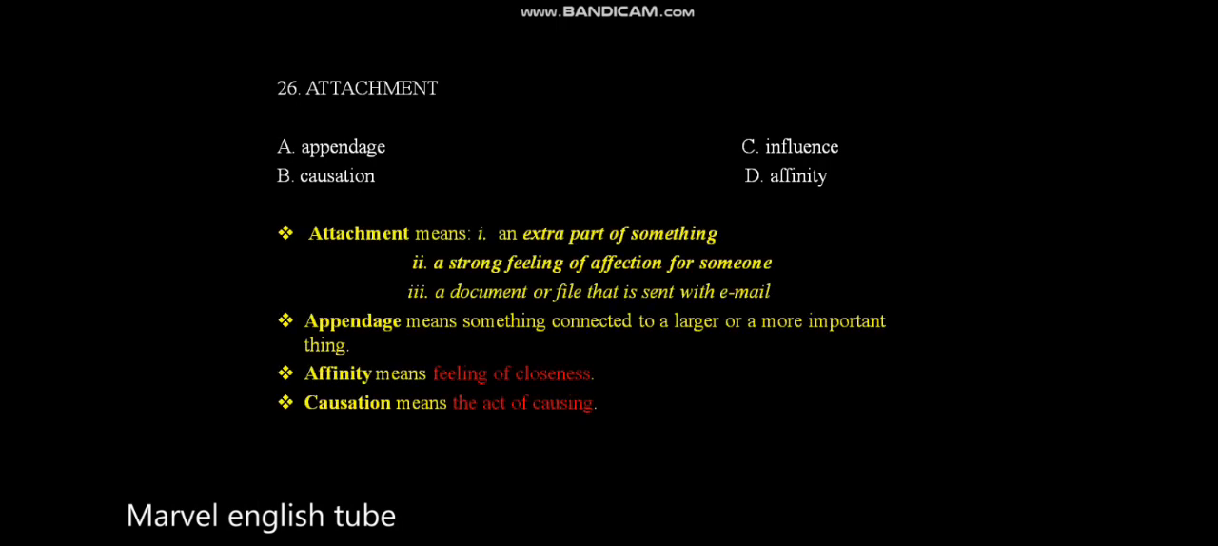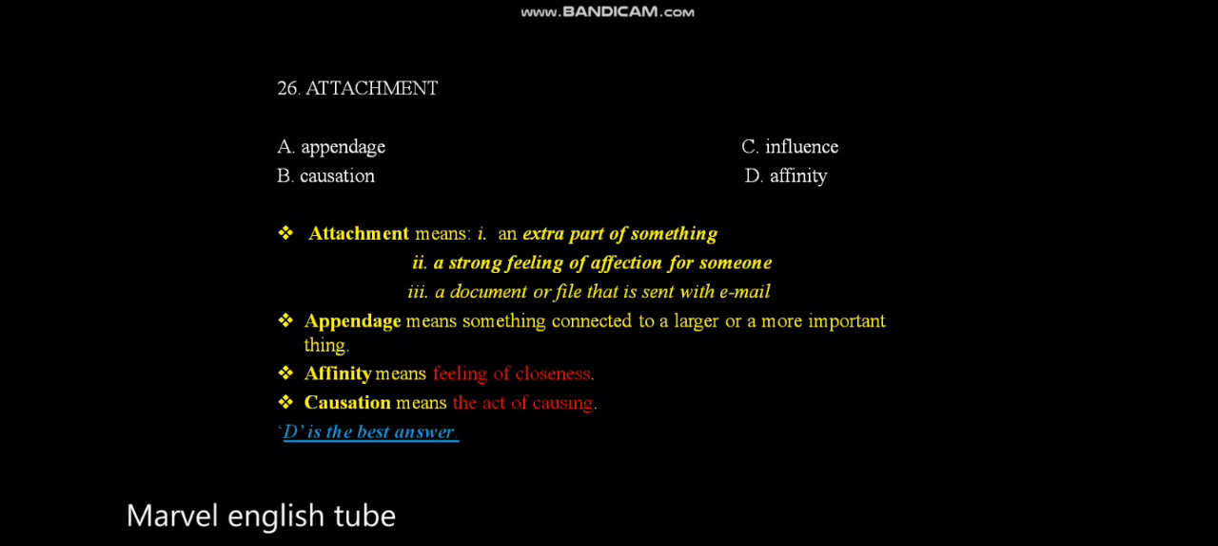Well, the first synonym item is attachment. What does attachment mean? It may have different meanings. Attachment may mean an extra part of something. It may also mean a strong feeling of affection for someone. It also means a document or file that is sent with email. Appendage means something connected to a larger or a more important thing. Affinity means feeling of closeness. Causation means the act of causing. So the best synonym should be the one given under D, affinity.